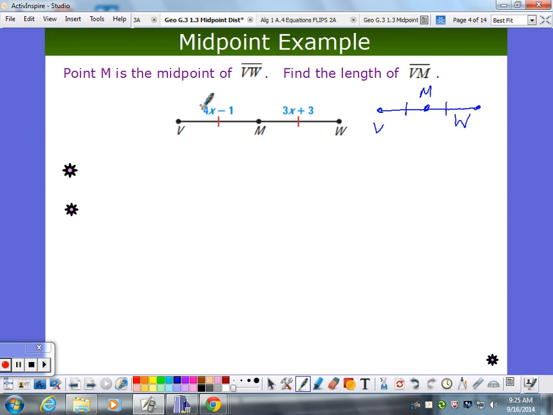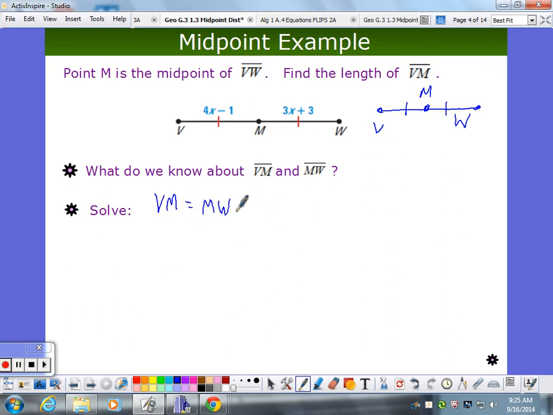Find the length of BM. So it's telling me it's 4x minus 1. That's the length. Oh, they want the number. So how does this work? What do we know about BM and MW, given that M is the midpoint? They are congruent to each other. So what does that mean? What's equal? The lengths. So let's solve it. That means that BM equals MW.